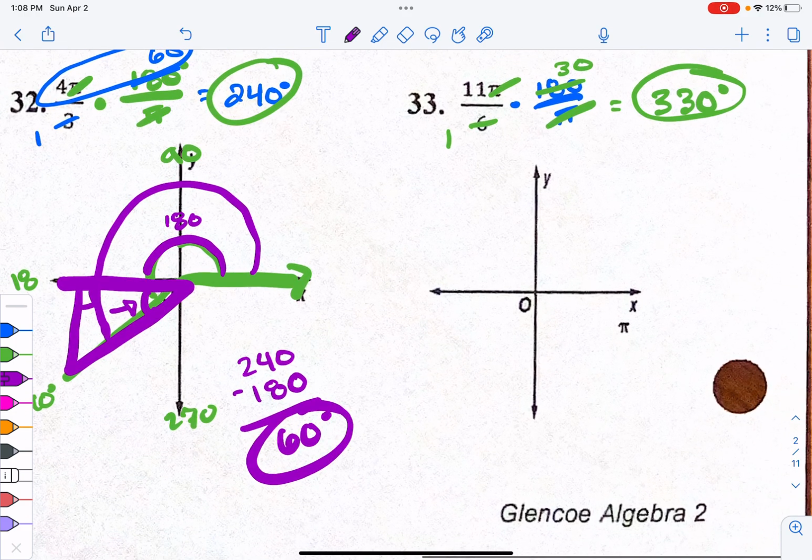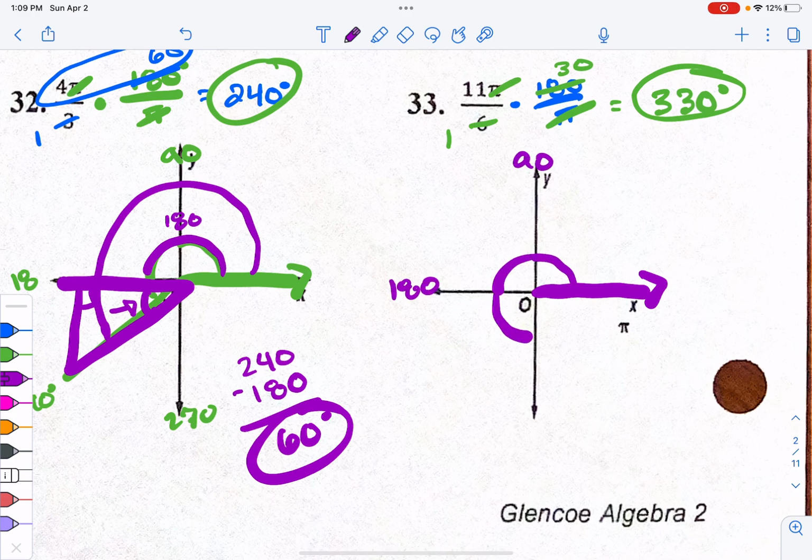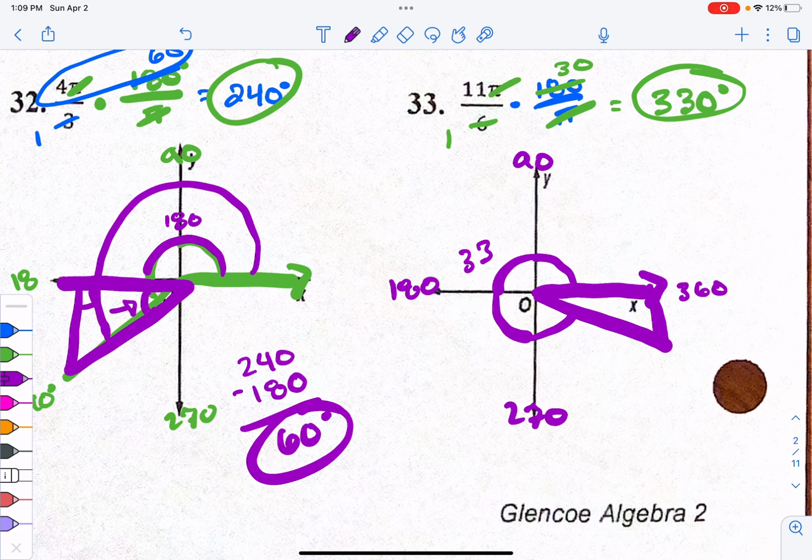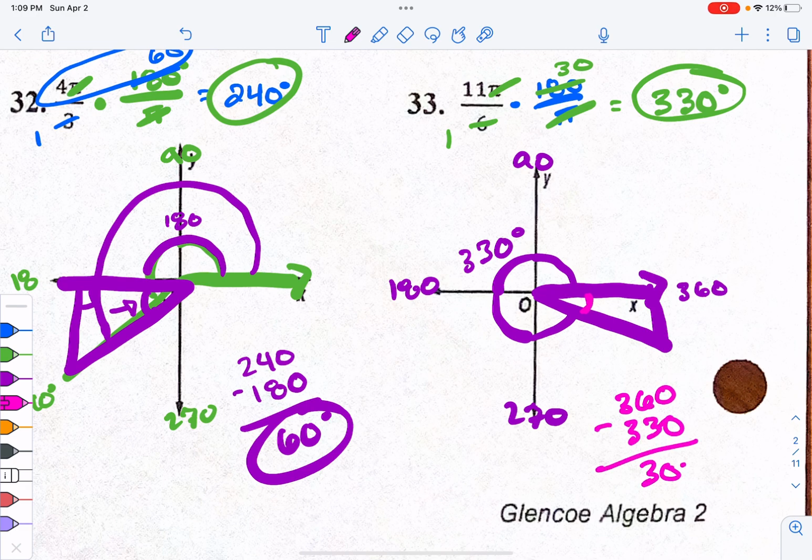All right, last one, 33. We are at 330 degrees. So here's 90, 180 goes here, 270 goes here. If I would go the rest of the way, that would be 360, but I don't want to go quite that far. I want to just go to there, and that is 330 degrees. So I want to find out what this angle is. If I would go the rest of the way, all the way through, that would be 360. If it helps you to think of it, I'm taking 360 minus 330. I am 30 degrees short. That's the reference angle. I'm 30 degrees short of a full circle. That's my reference angle, okay?